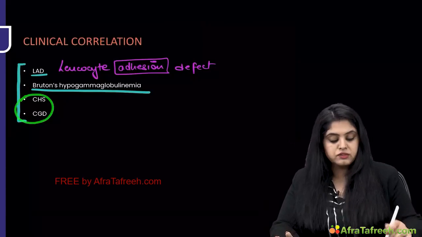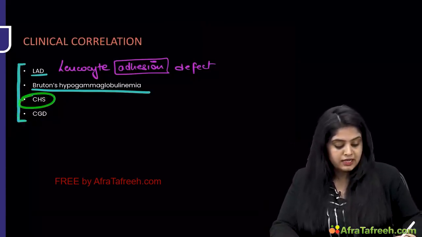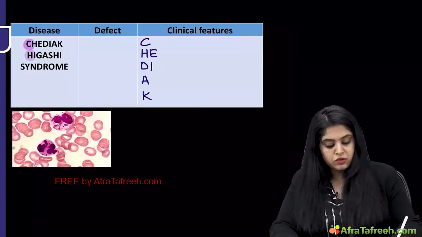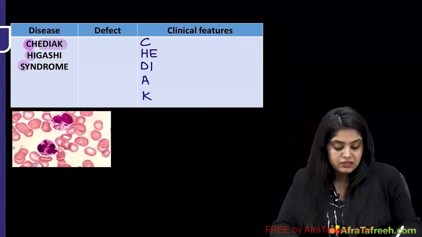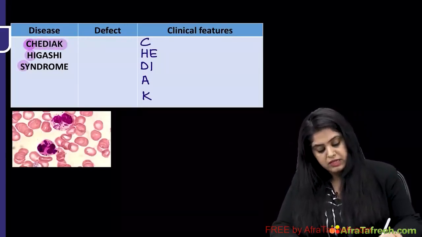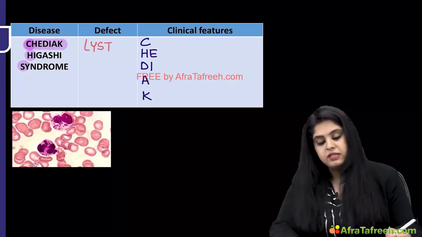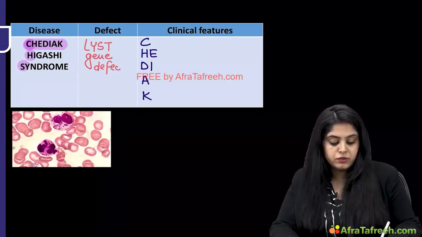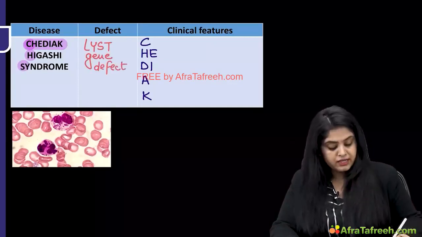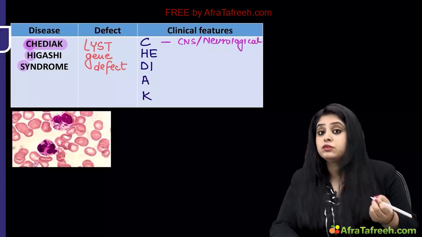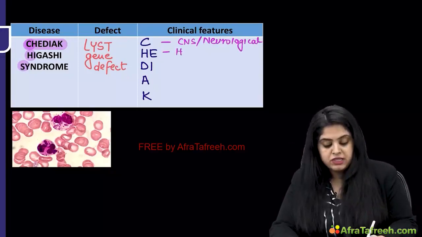Now we move on to the next disorder, that is Chediak-Higashi syndrome. What is CHS? It stands for Chediak-Higashi syndrome. First and foremost, please note, it is a lysosomal trafficking regulator, LYST, gene defect, and the patient is going to have a mnemonic of findings. C stands for CNS or neurological problems. The child is going to have delayed milestones, neurological problems. HE for hemorrhage.